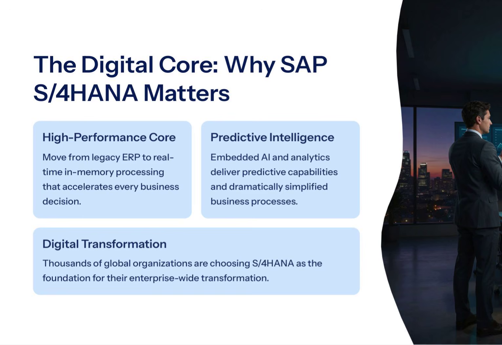By doing so, they can achieve high-performance core capabilities, including predictive intelligence and embedded AI. These capabilities enable them to accelerate business decisions and simplify complex processes. In fact, thousands of global organizations have already chosen SAP S/4HANA as the foundation for their enterprise-wide transformation, recognizing its potential to drive digital transformation and deliver significant benefits.